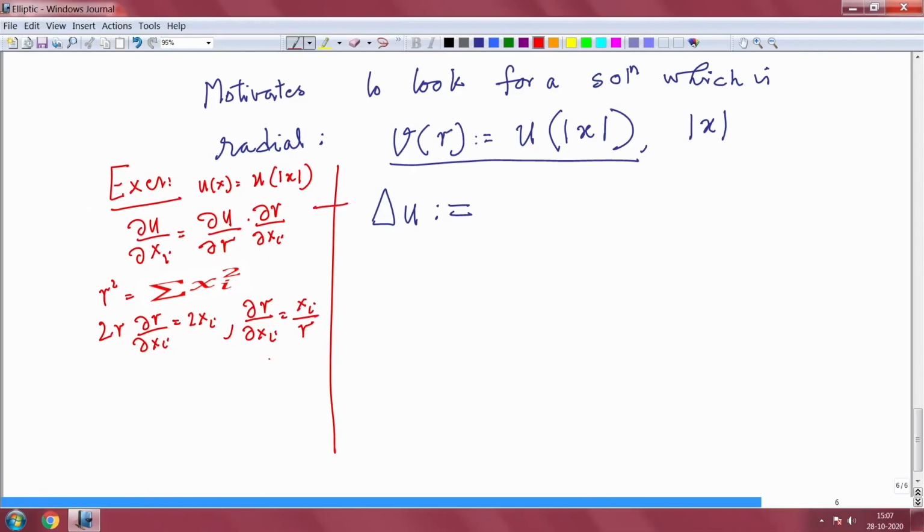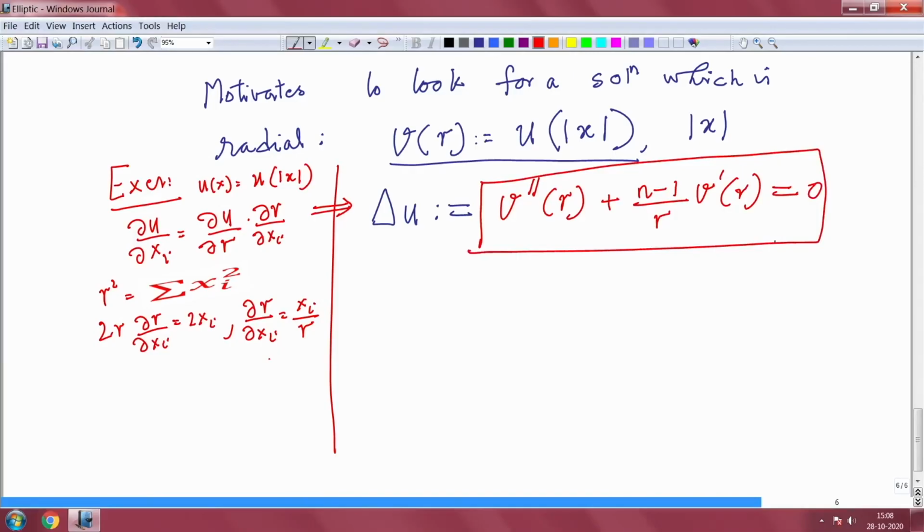Use that to prove that the Laplacian is equal to v double prime of r, this is the exercise, plus n minus 1 by r into v prime of r. So, you want to solve this equation; that is your exercise. I will give you the idea. This is an easy second order equation. How do you solve it? I am giving you the steps, you just complete it.